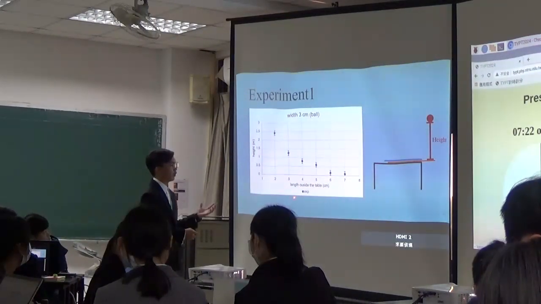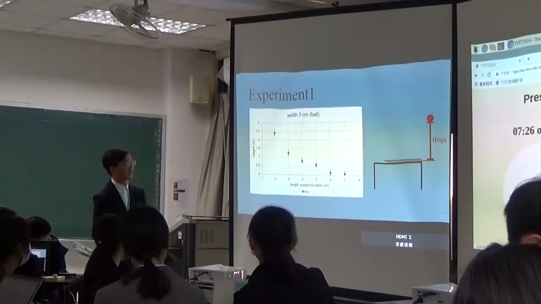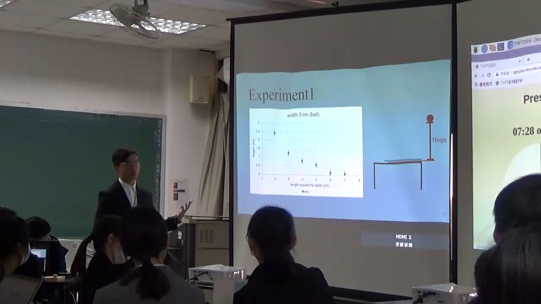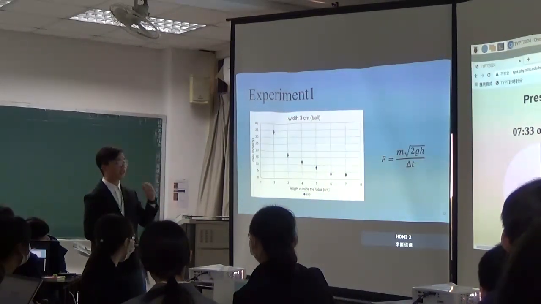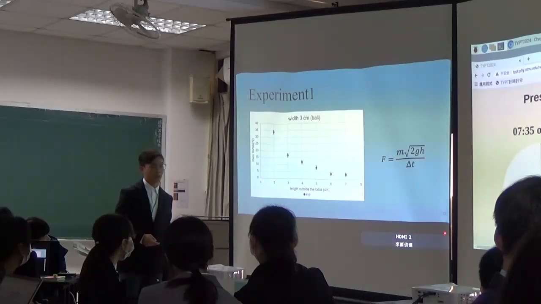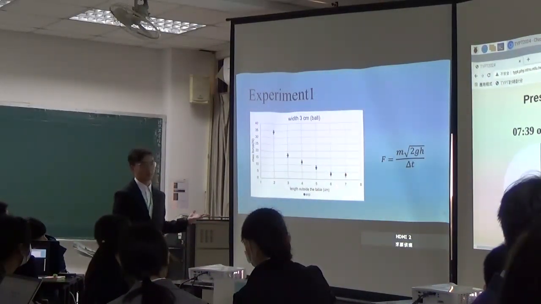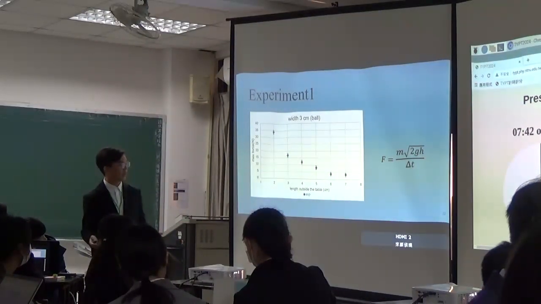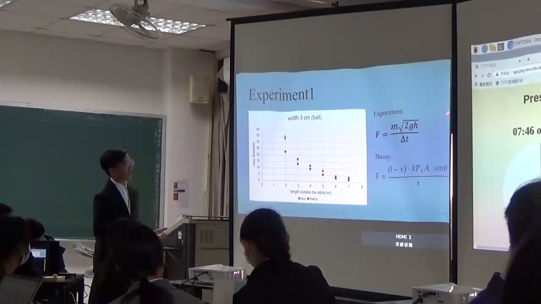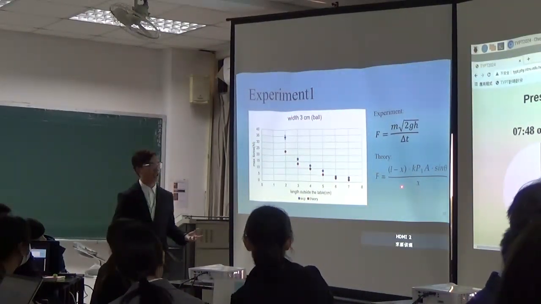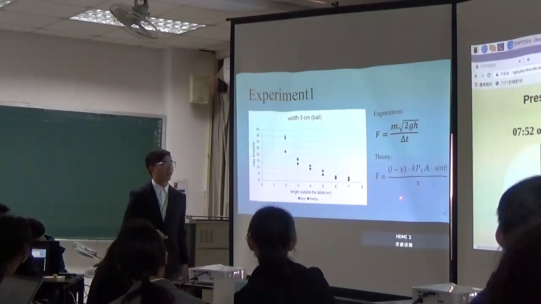If there is more length outside the table, the jumping height will decrease like this, and we can get the height, right? So we can put it into this equation and get the experimental value of F, and we put it into comparison. As you can see, this is what we get from our experiments, and this is the theoretical value as I mentioned in my theory.